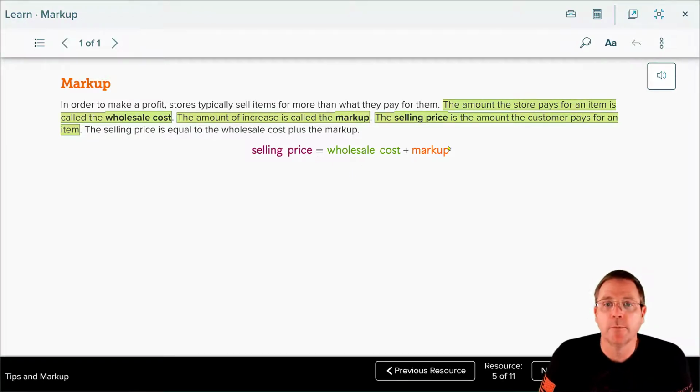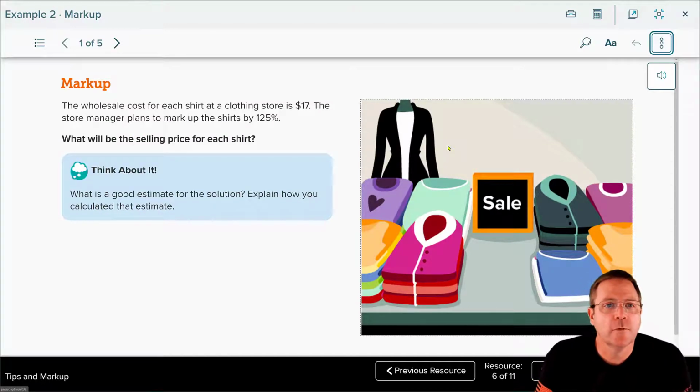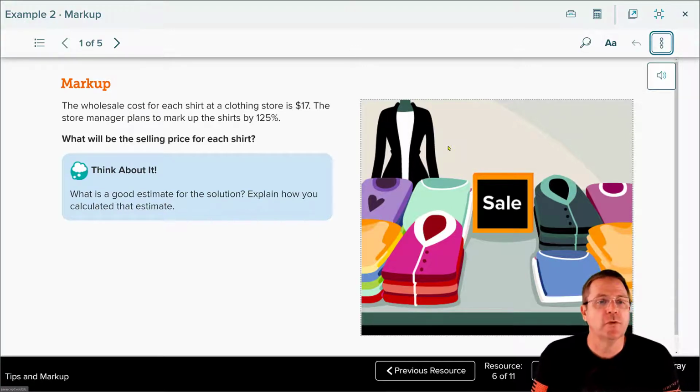That's pretty simple. The wholesale cost of each shirt in a clothing store is $17. The manager wants to mark up the shirts by 125%. That's a heck of a markup. He's more than doubling, or she more than doubling the price of the shirt. How much will the selling price of each shirt be? What is a good estimate for your solution?